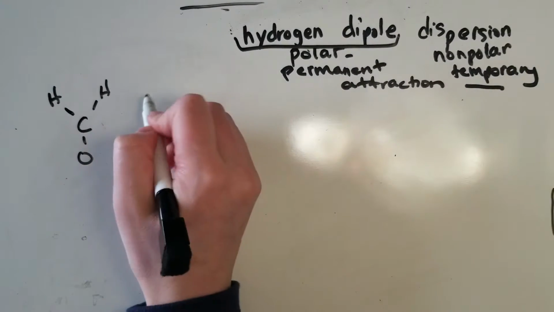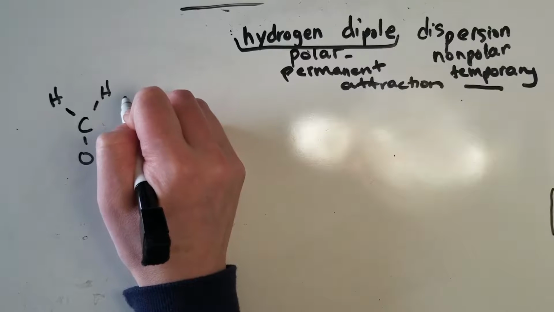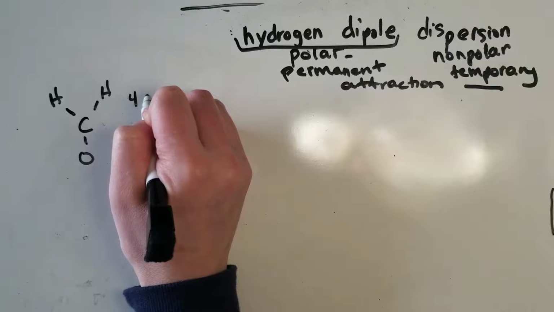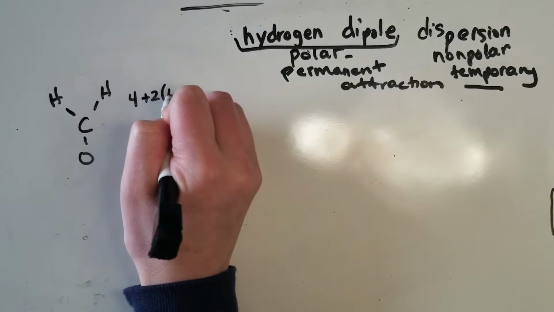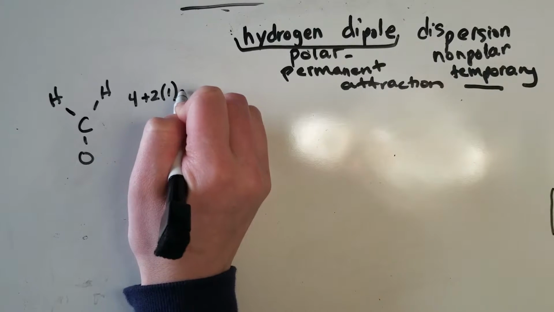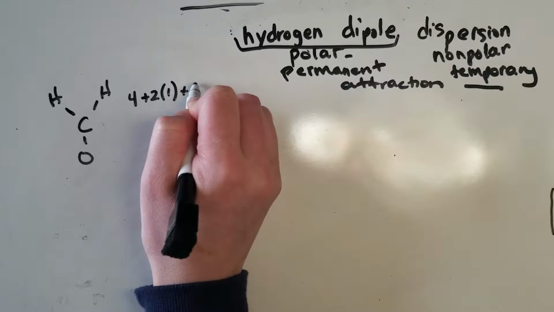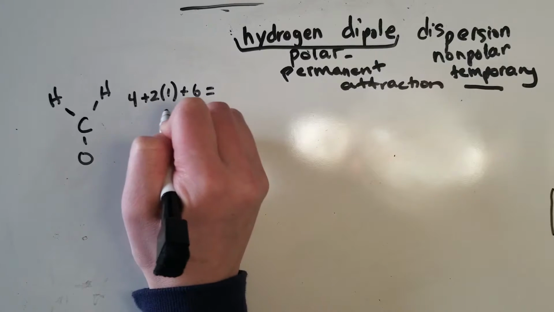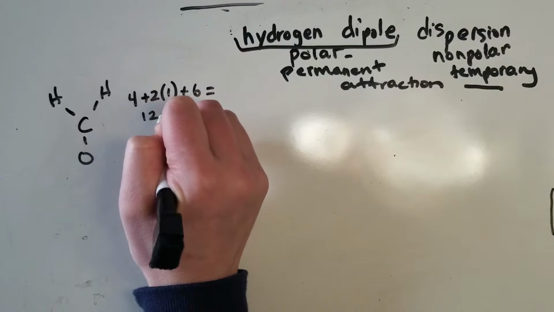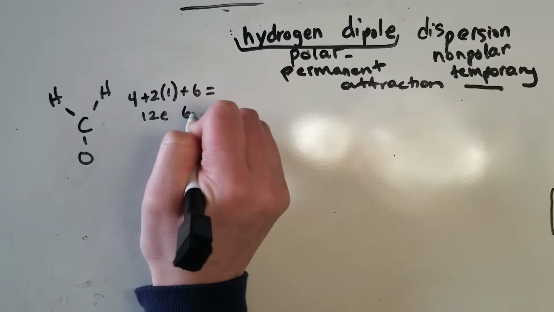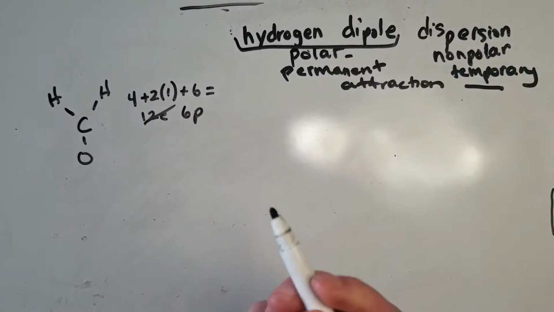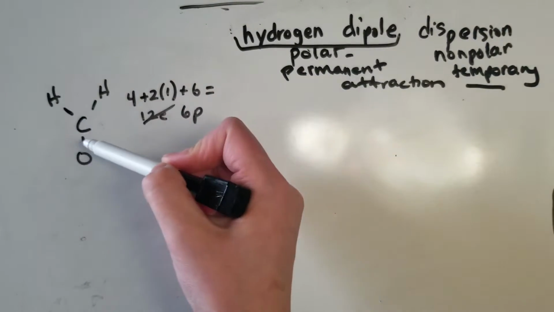And I have to add up all of the electrons, 4 plus 2 for the hydrogens. Each hydrogen has 1 electron, and then there is 1 oxygen which has 6. When you add that up, that actually once more equals 12 electrons, which turns into 6 pairs. So I have already used 3 of those pairs.